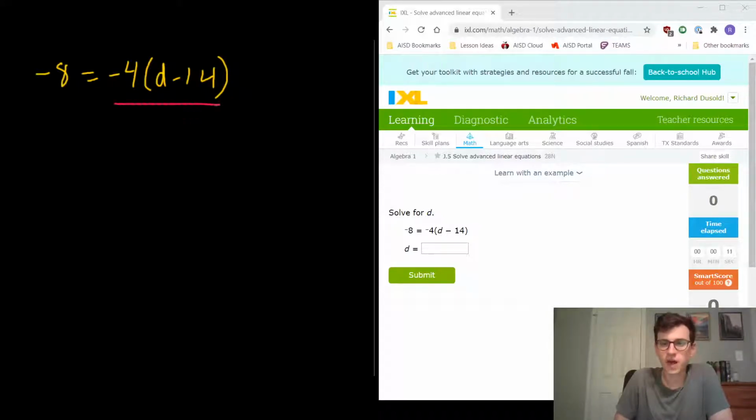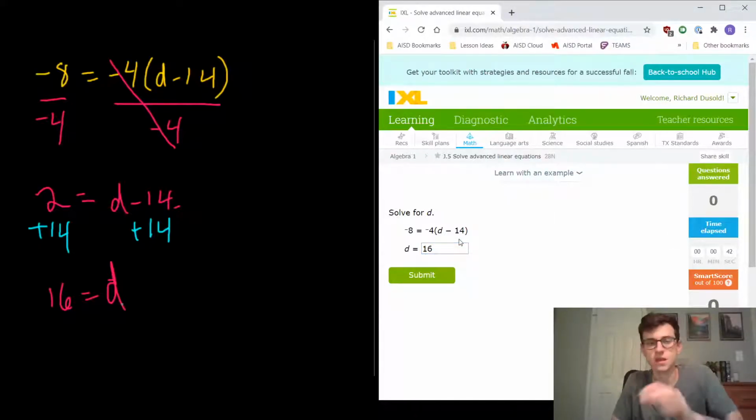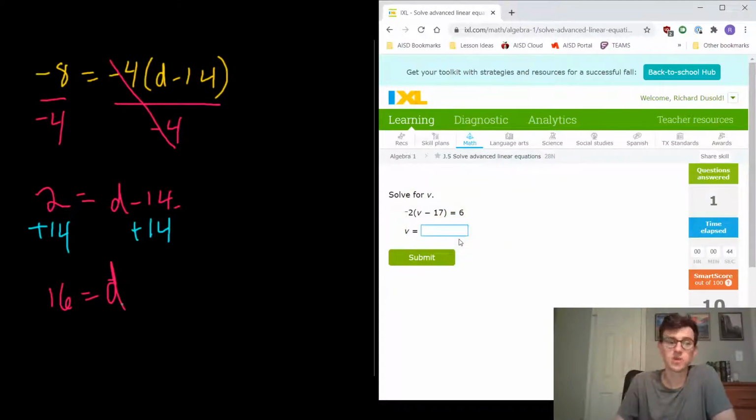Here I can divide by -4 on both sides. And when I divide by -4, what ends up happening is that leaves me 2. And over here, these -4s cancel out. So that is d minus 14. Sure, and now we're just in red. So if I add 14 to both sides, then I'm left with 16 equals d. Okay, and that was really quick and a lot quicker than if we had distributed.